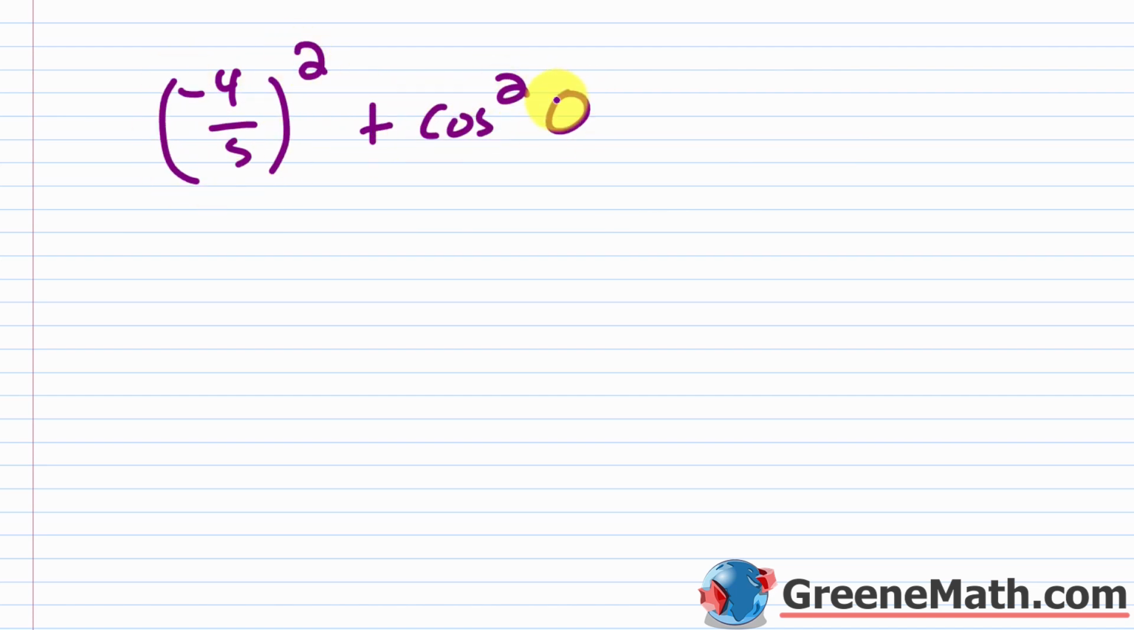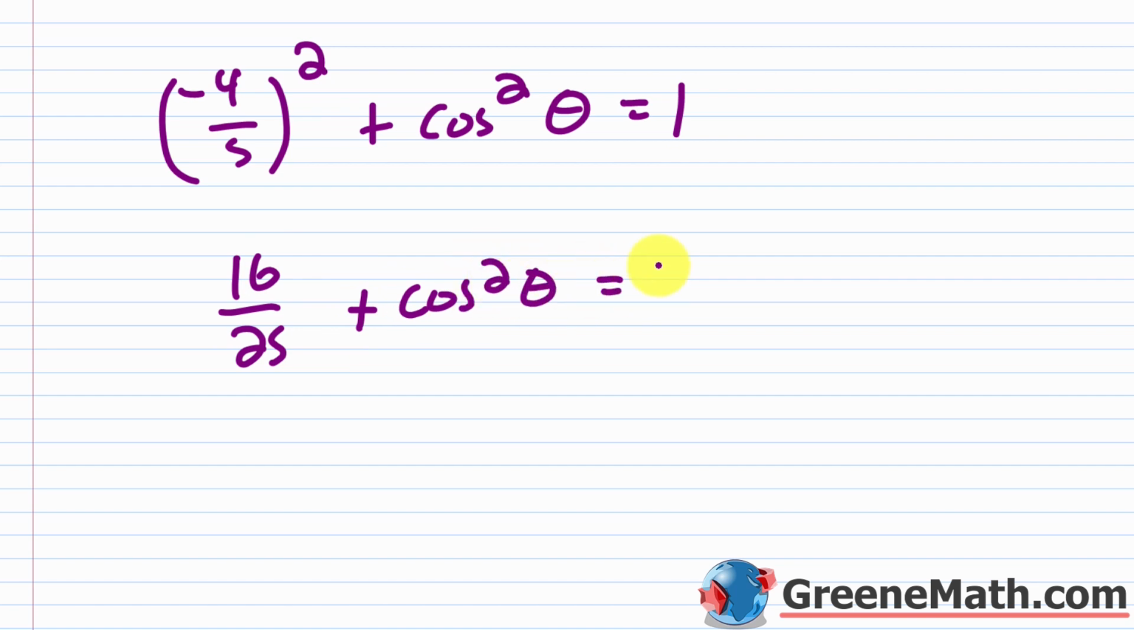So we know that sine squared theta plus cosine squared theta equals 1. So I'm going to have my negative 4/5 for my sine of theta. I'm going to square that plus my cosine squared theta. This equals 1. Okay, so if we square this, we get our 16 over 25. Then plus our cosine squared theta equals 1. Let's subtract this away from both sides.